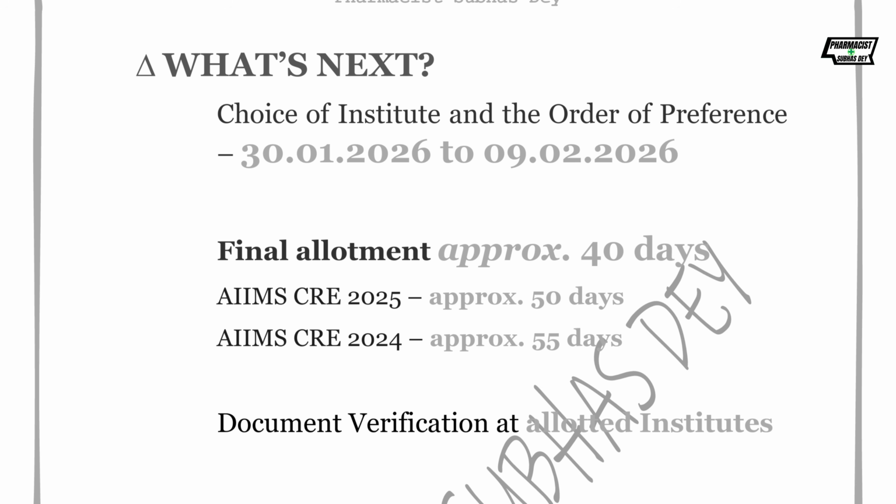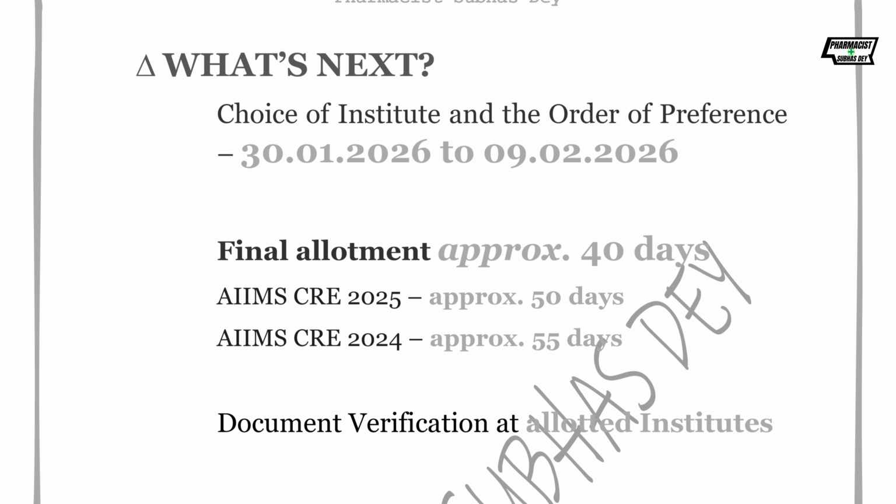So after this allotment, AIIMS New Delhi's part is over. After that, they will send every institute their allotted candidates, and they will publish an allotment result also against your roll number. Whichever institute has been allotted will be mentioned.